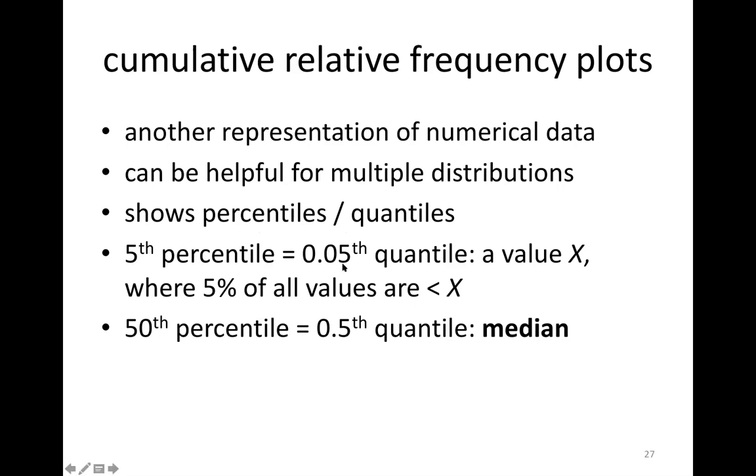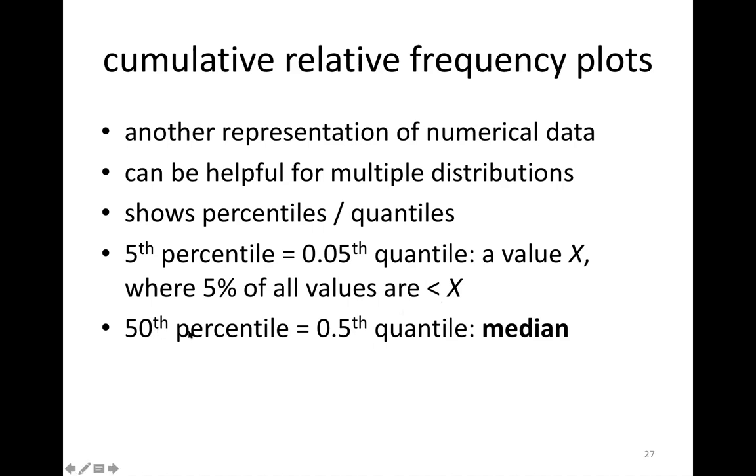Percentile is what percent of the data have a certain value. That's the percentile. If, for instance, a value x is the 5th percentile, which is the same thing as the 0.05 quantile, then this means 5% of all values in our sample have a value x or lower.